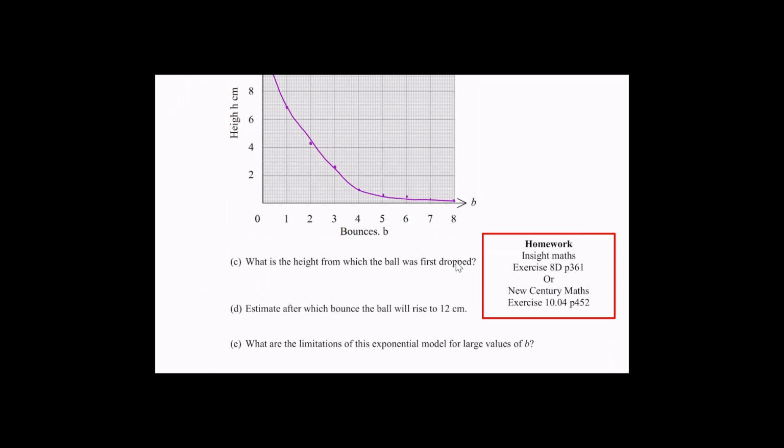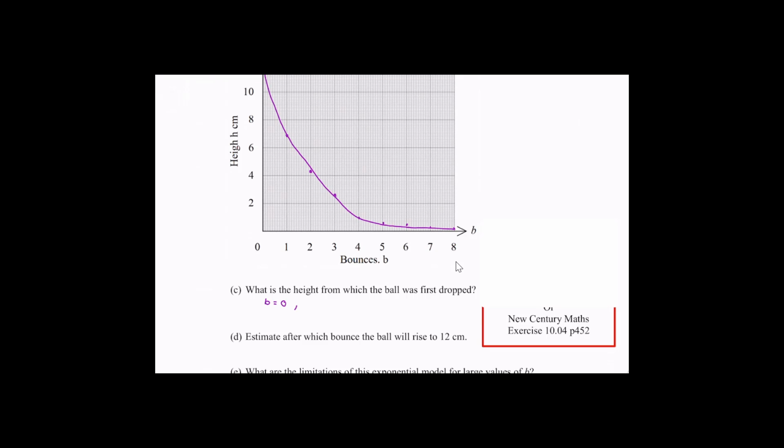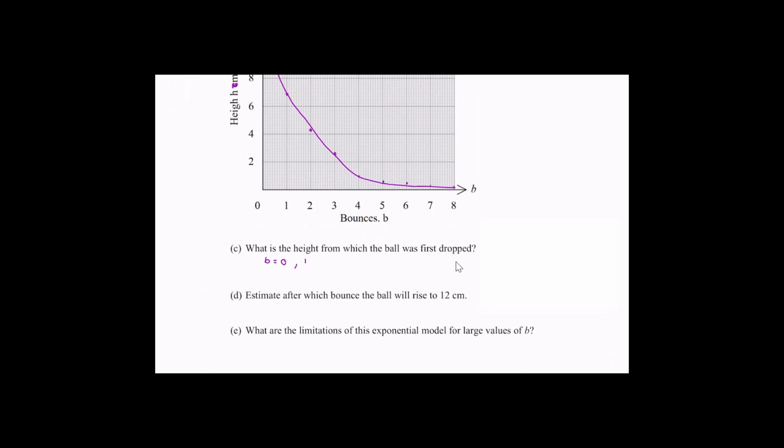So the first question says, what is the height from which the ball was first dropped? Well, when the ball was first dropped, that means there were no bounces. So if I look at my graph, my height is 12. And this graph should actually say meters. So that is 12 meters.